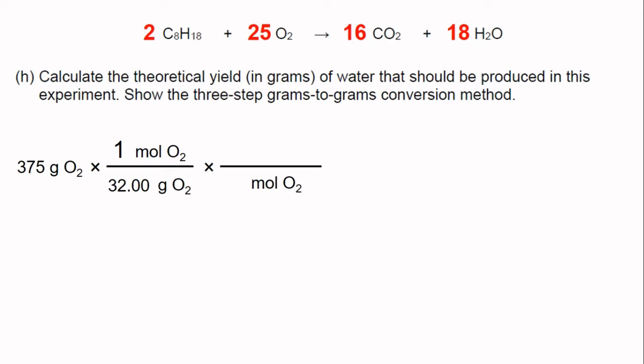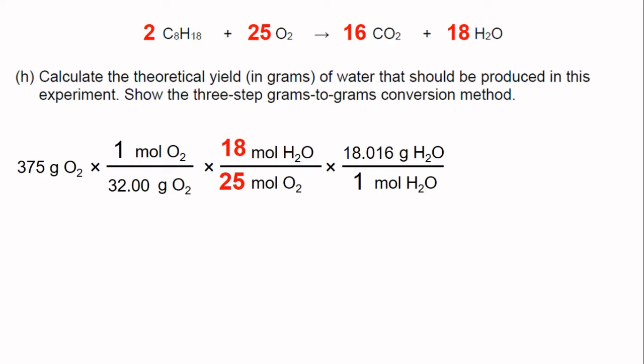Then we go from moles of oxygen to moles of water, and the coefficients from the balanced chemical equation are 18 and 25. And when we go to grams, the periodic table tells us that for every 1 mole of water, there are 18.016 grams of water. So picking up our calculator, 375 divided by 32 times 18 divided by 25 times 18.016, we get 152.01 grams of water. When we round that off to 3 significant figures, 152 grams of water is the theoretical yield.